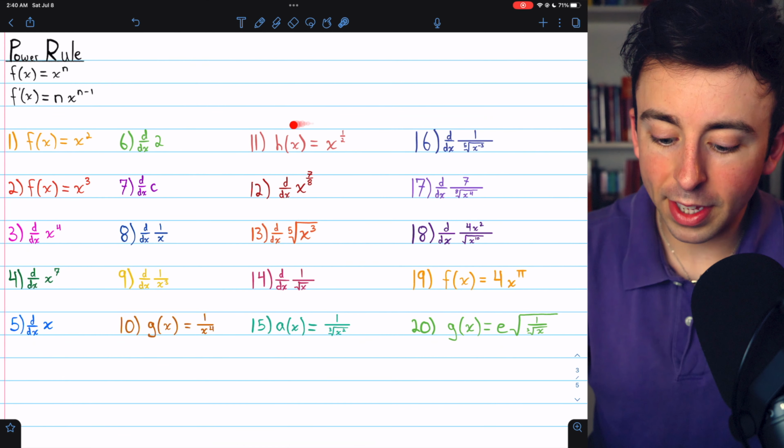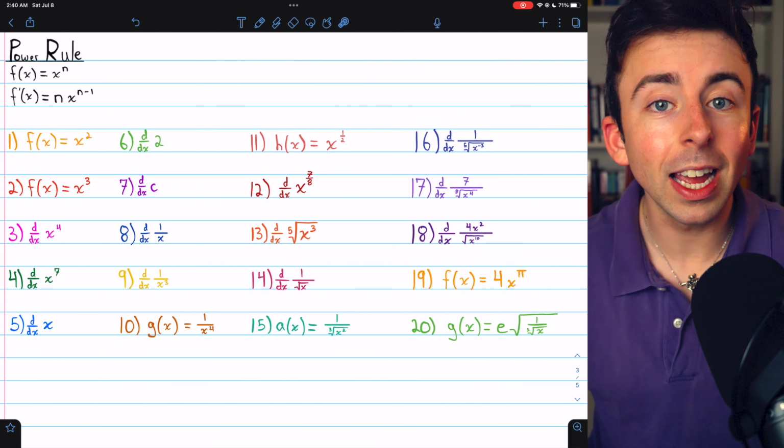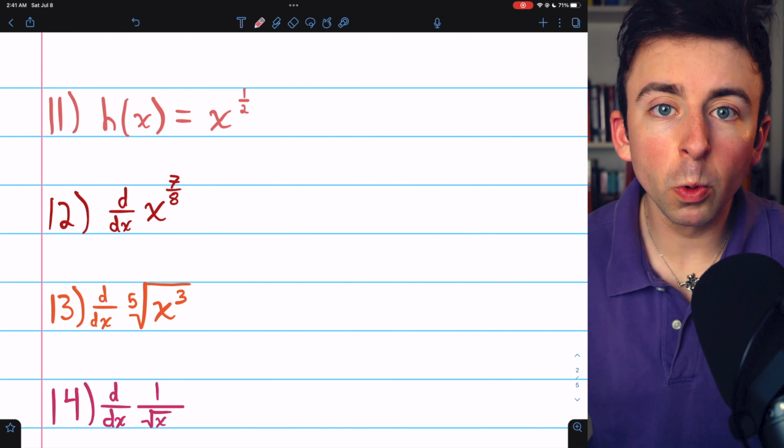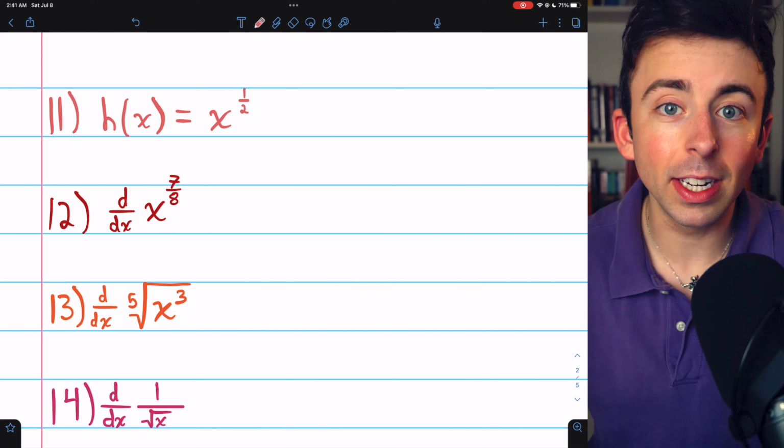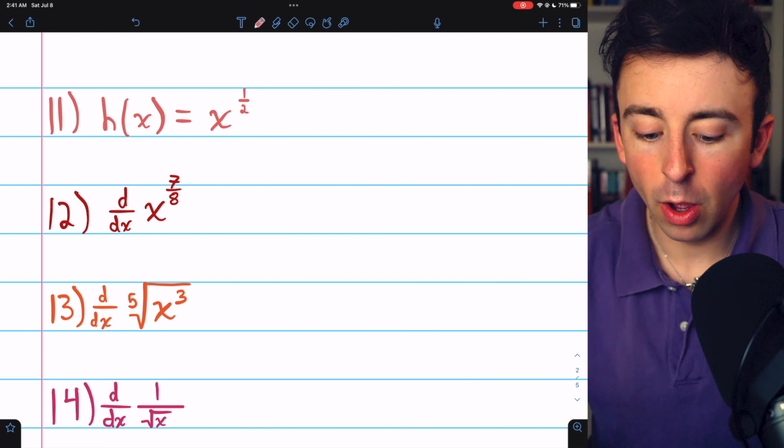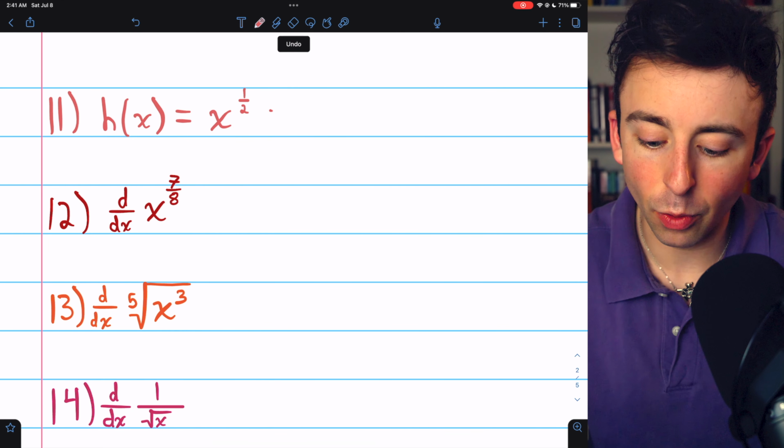All right, we're moving on to this second set of 10 examples. They're getting a little harder. Let's get into it. The power rule is great because it works with any exponent. 0, 1, negative 1, even if it's a fraction, it's no problem. What about h of x equals x to the 1/2?